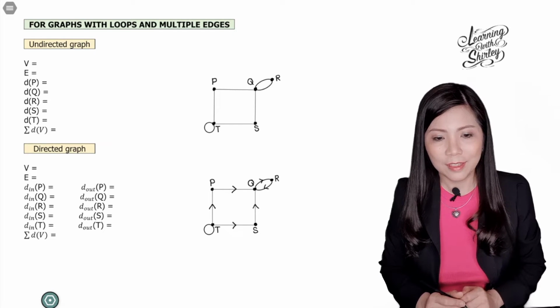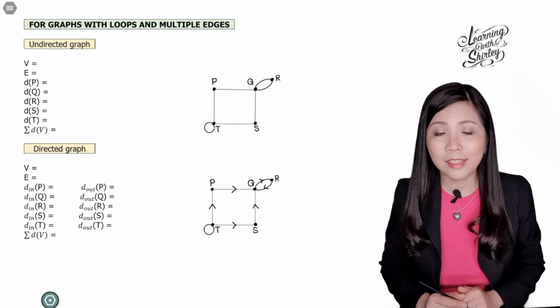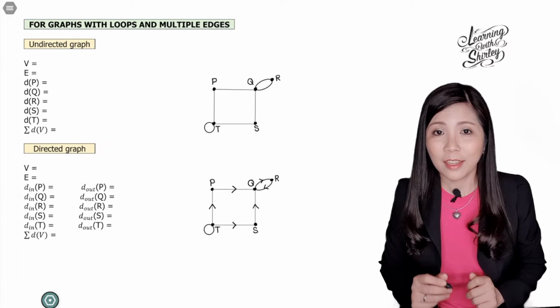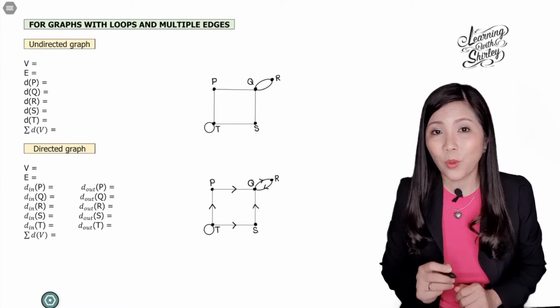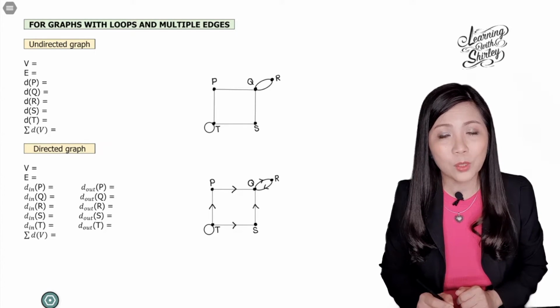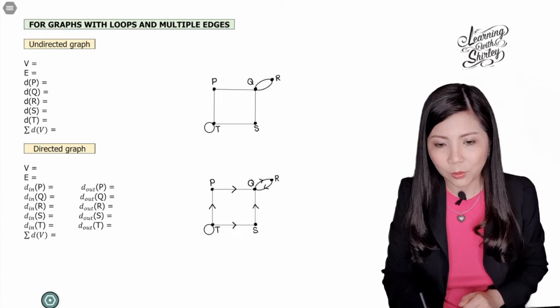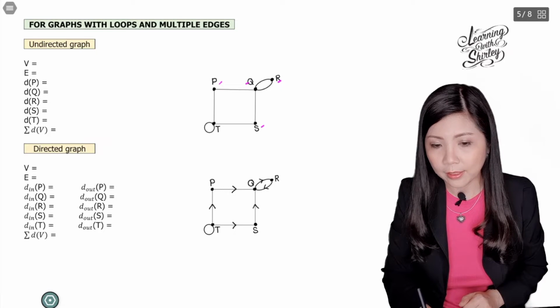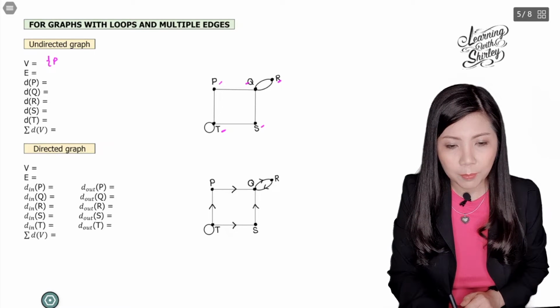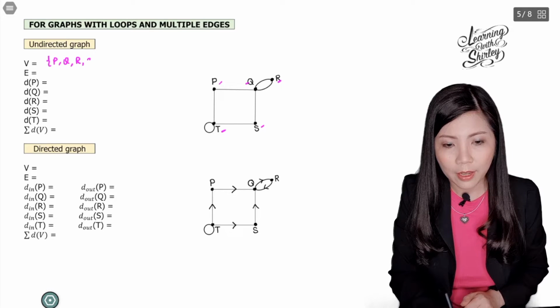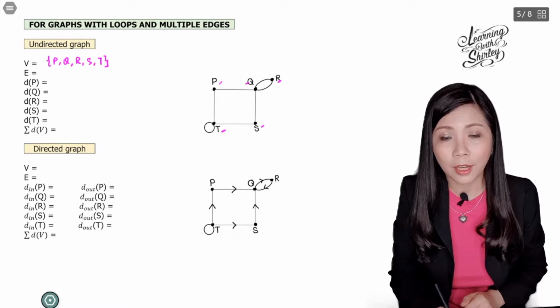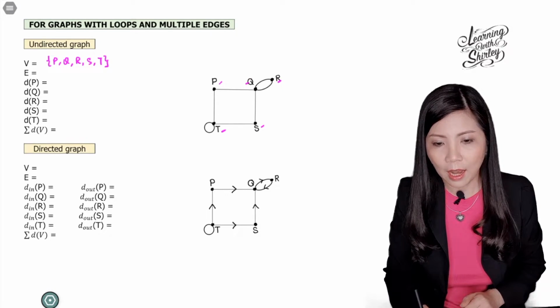Let's look at the next part. For graphs with loops and multiple edges, we have undirected graph and directed graph. Undirected graph means without direction given, and directed graph means with direction given. So to find V, V are the vertices. We have P, Q, R, S, and T. So I'm going to write it here, P, Q, R, S, and T.